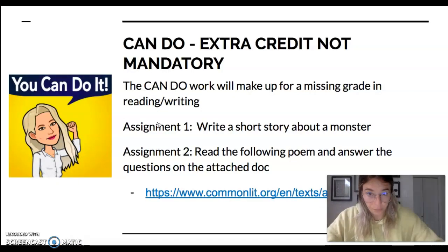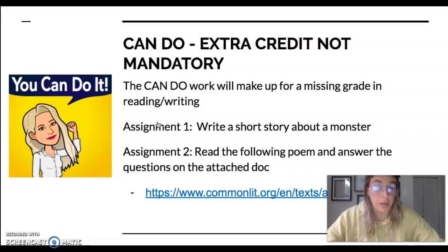All right. Can do work. Extra credit, not mandatory. Okay, so the can do work will make up for missing grades in reading and writing. So first is going to be a writing grade. Write a short story about a monster. It doesn't have to be scary. It can be as creative as you want.